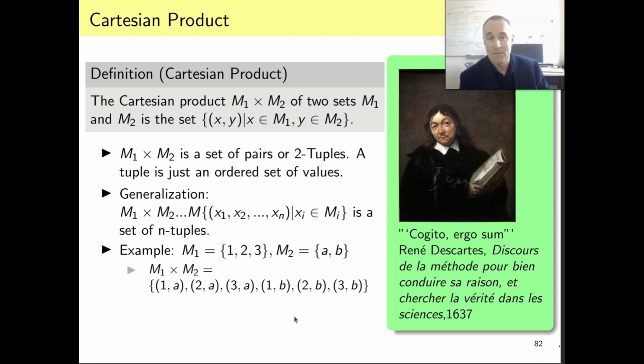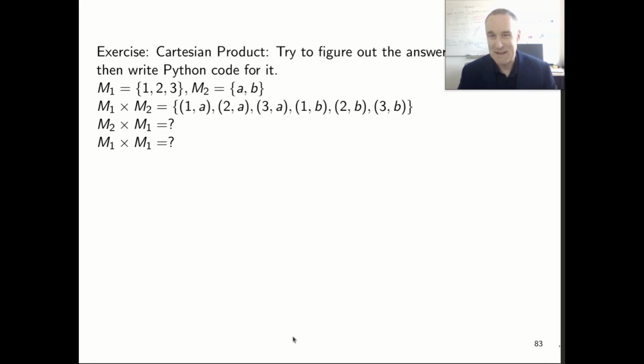So if we have sets M1 through Mn, then the Cartesian product is just the collection of all of the tuples of size n, where each element is taken respectively from one of the sets. And we go through all different alternatives. So if we have two sets, 1, 2, 3, and A, B, then we just iterate through all possible combinations, and we get 1A, 2A, 3A, 1B, 2B, 3B, and so on. That's it.